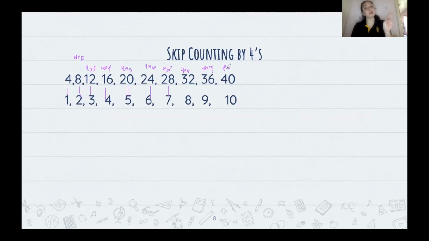So I'm skip counting by 4s 10 times. I'm going 4, 8, 12, 16, 20, 24, 28, 32, 36, 40. I'm counting by 4s 10 times until I hit 40. That's the same thing as saying 4 plus 4 plus 4 plus 4 plus 4 plus 4 10 times. It's just a quicker way for us to know that.